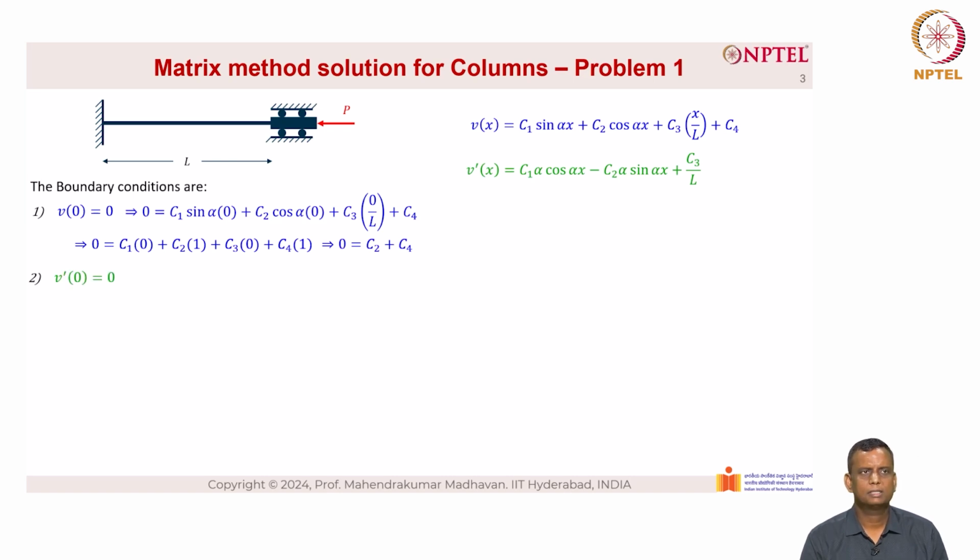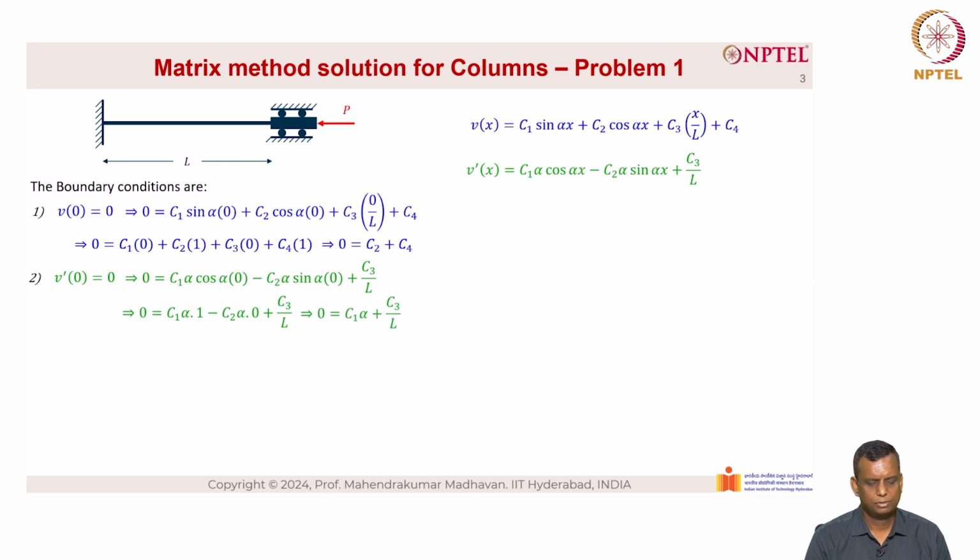The next boundary condition is V dash of 0 equal to 0. V dash of 0 indicates the slope at one end of the column is 0. So this indicates 0 equal to C1 into alpha into cos alpha of 0 minus C2 into alpha into sin alpha into 0 plus C3 by L. When we substitute the values, we get 0 equal to C1 into alpha into 1 minus C2 into alpha into 0 plus C3 by L. This gives rise to the equation 0 equal to C1 alpha plus C3 by L.